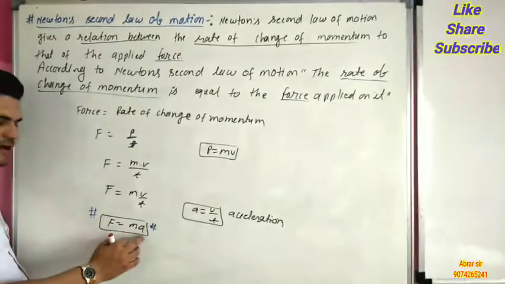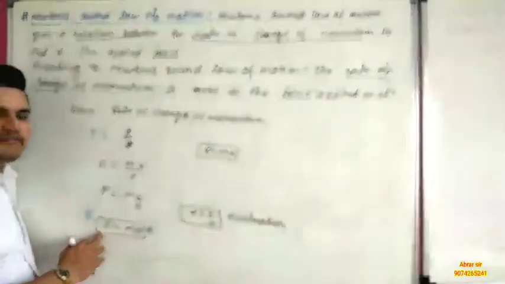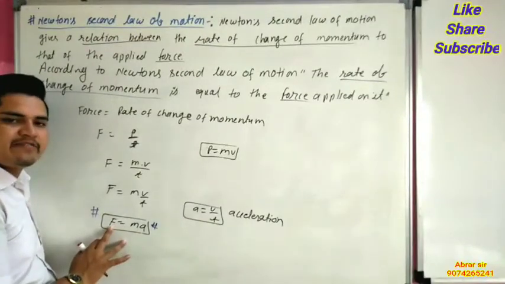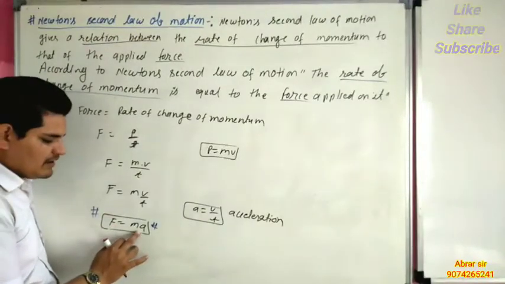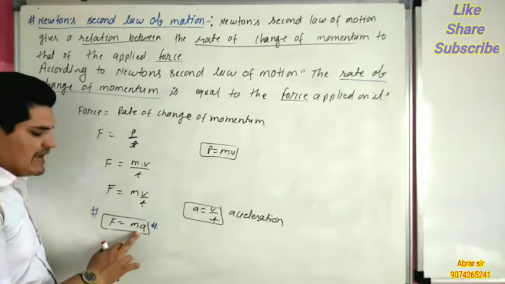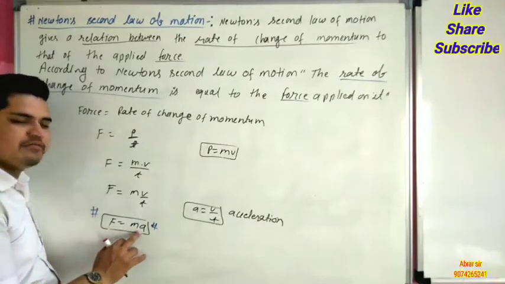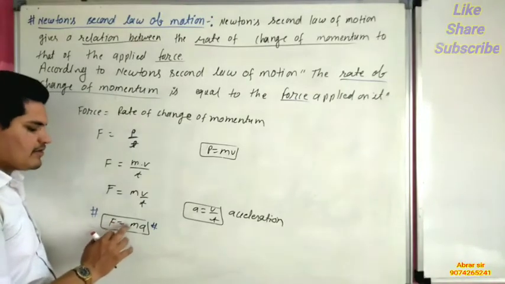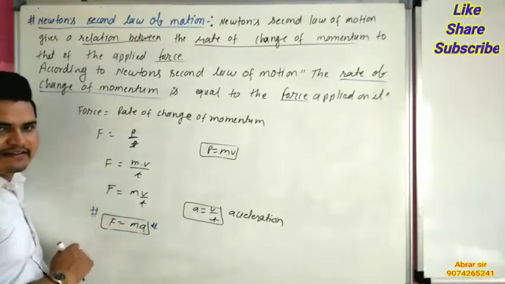F is equal to ma. We can remember it with the trick: father is equal to ma. This F is father. We can remember with the help of this trick, father is equal to ma. So what is Newton's second law of motion? It is the product of mass and its acceleration.